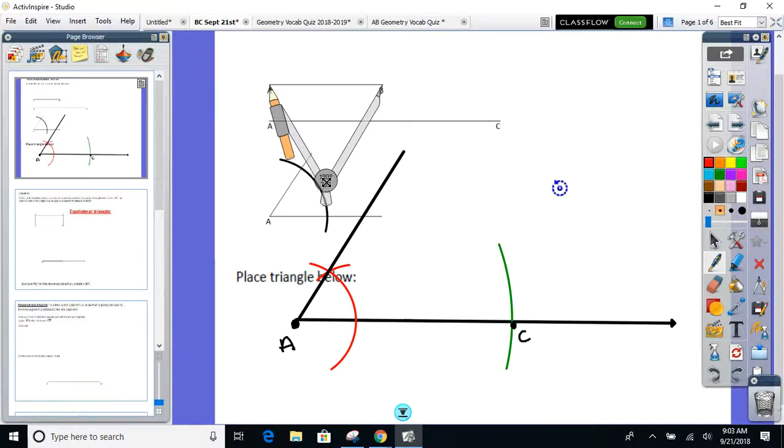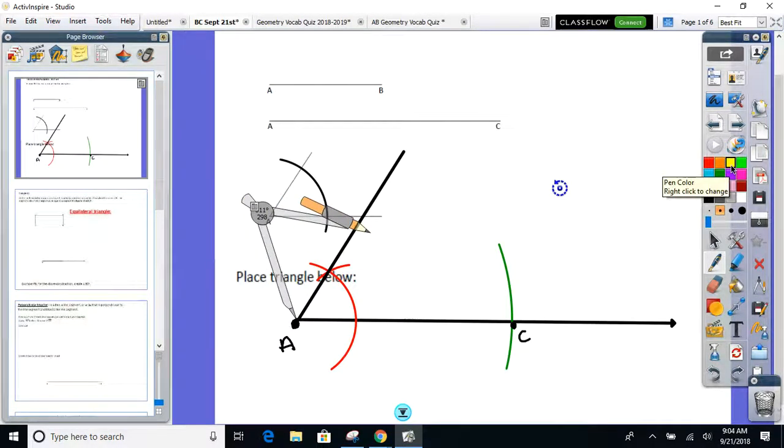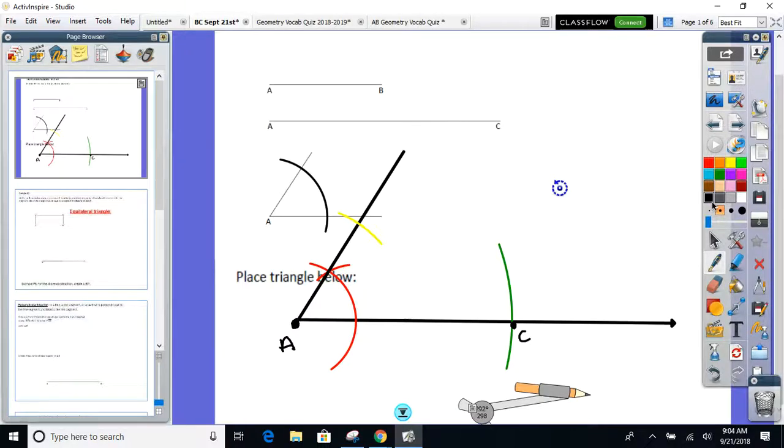So I'm going to take my compass, put it on vertex A, but I'm not going to copy it over here anymore. That doesn't make sense. That's AC. So I'll copy it right here, right onto the ray I just made. And what can I label that point of intersection? B.